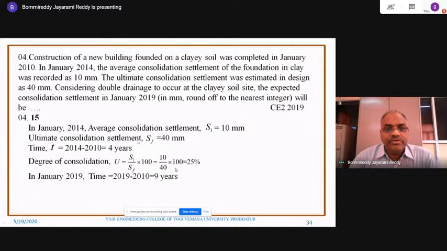That means the question here is, in a 4-year span, the settlement S1 is equal to 10 mm. After 9 years, what is the settlement S2? That is the question. So in 4 years, settlement is 10 mm. In 9 years, how much is the settlement? That is the question in this particular problem.